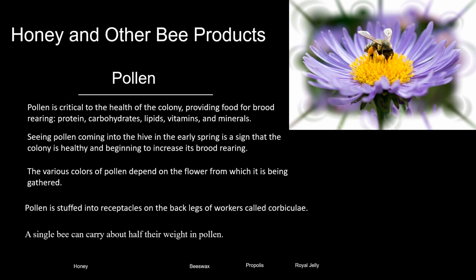The various colors of pollen depend on the flowers from which it is being gathered. Pollen is stuffed into the receptacles on the back legs of the workers called corbiculae. A single bee can carry about half their weight in pollen.